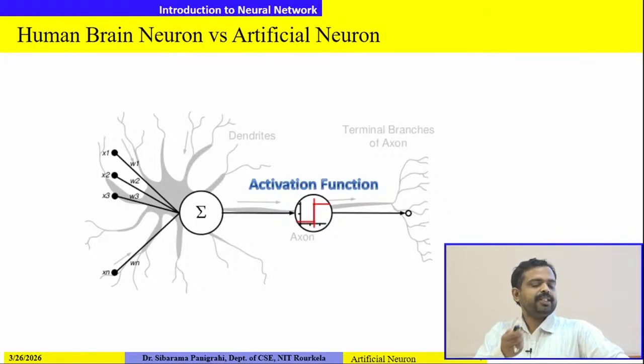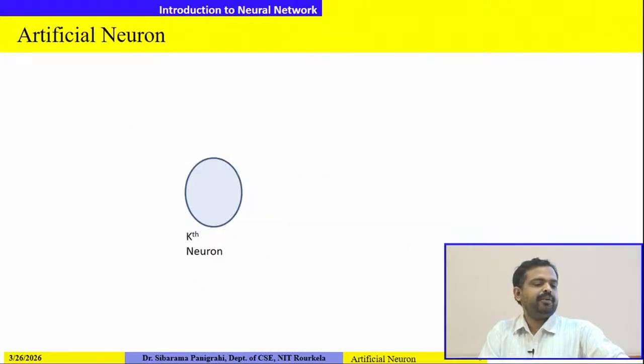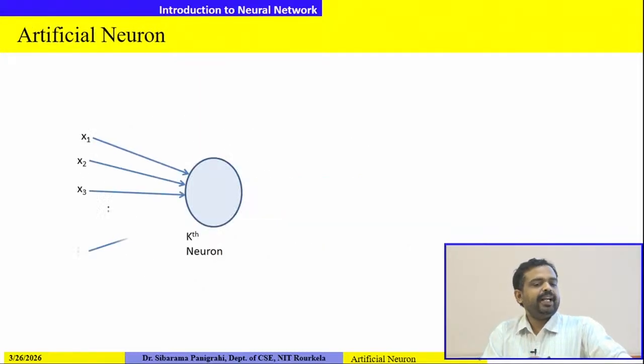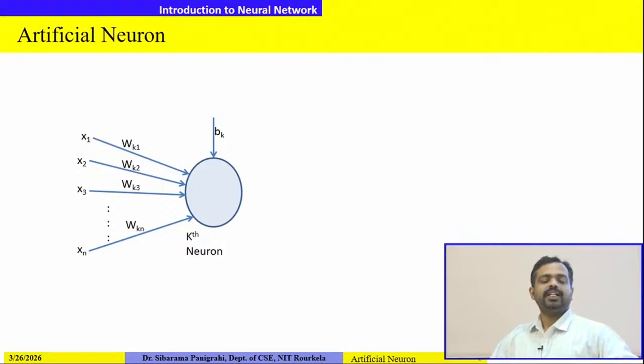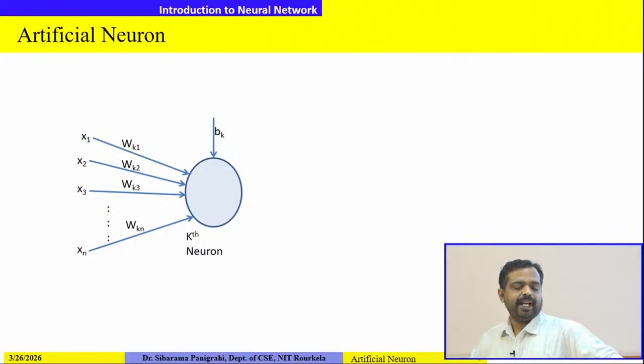So, in order to understand this, let us go through a kth neuron. Let me take a neuron which has n inputs x1, x2, xn, and each input is associated with the weights w1, w2, wn, and we have an additional weight that is called the bias. I will explain mathematically why we are using this bias. The input to this bias weight is always 1. Why that is, we will also see.